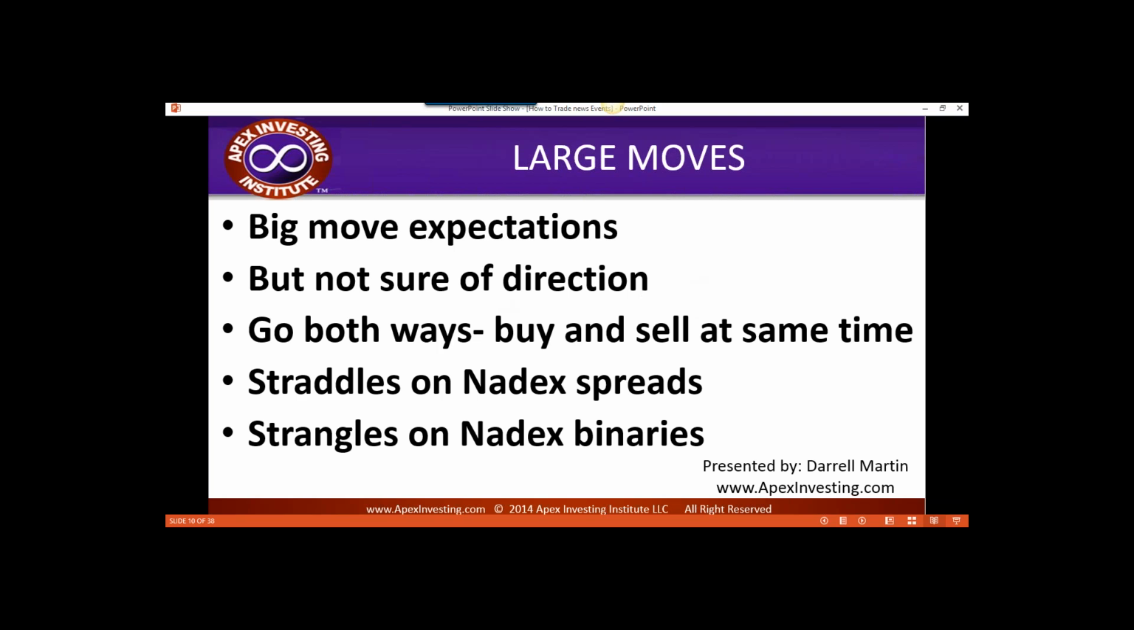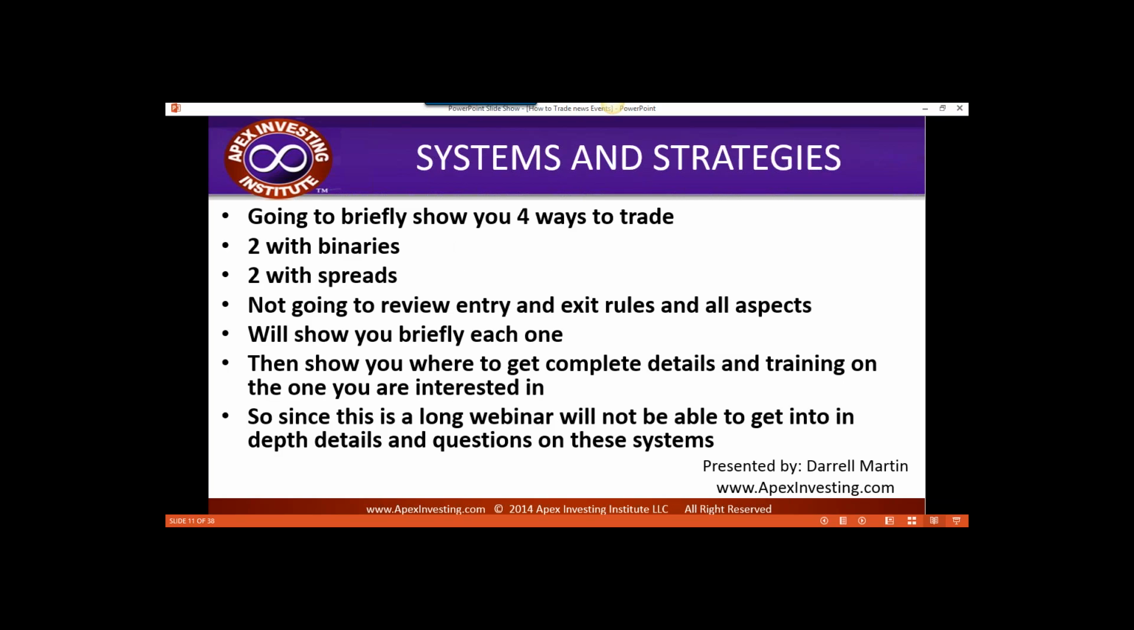Well, what we do there for a large move is we go both ways. We buy and we sell. So we don't know if it's going to go up or down, but we want to get in ahead of time. So since we don't know which way it's going to go, we're going to go both ways, okay? The way we do that with Nadex spreads is what's called a straddle. The way we do that with Nadex binaries is what's called a strangle, okay?